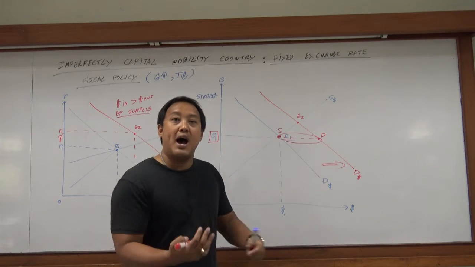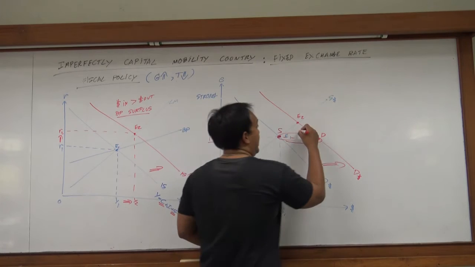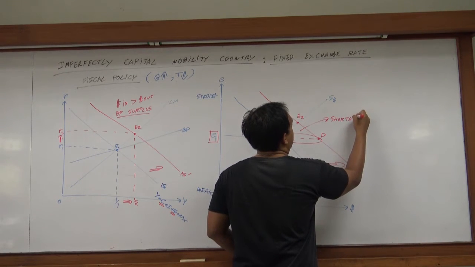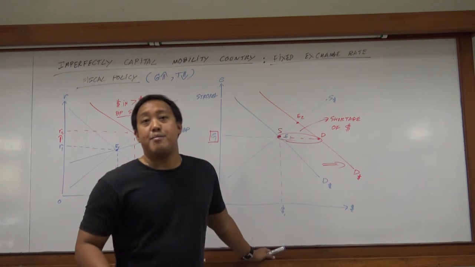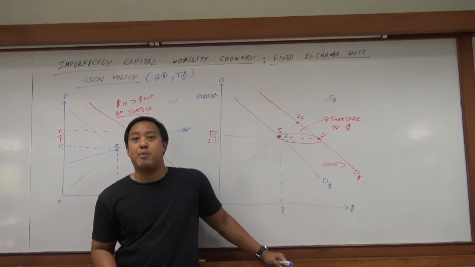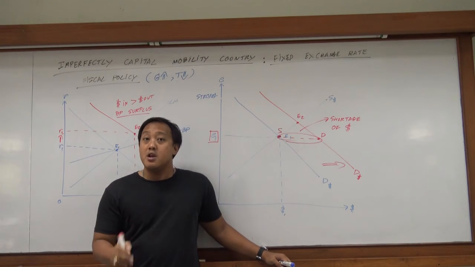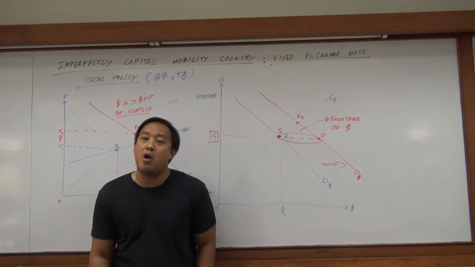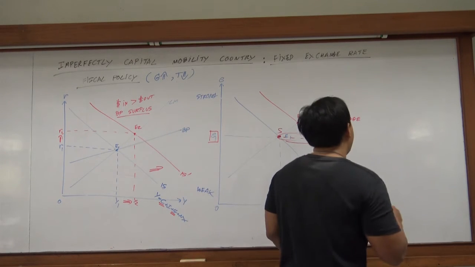It means that people want to buy US dollars more than people want to sell. So this is creating a shortage of US dollars. Demand for US dollars is greater than supply of US dollars. So you have a shortage of US dollars. So who has to take care of this problem? Of course, the central bank has to take care of this problem.